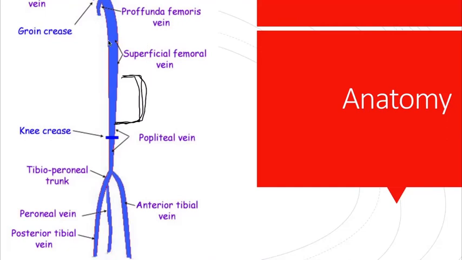So if you guys want to write this down, it would be really helpful. This is called the tibioperoneal trunk. They also call it the trifurcation because there's 3 vessels. So he says the trifurcation consists of the anterior, the posterior tibial veins, and the peroneal veins.